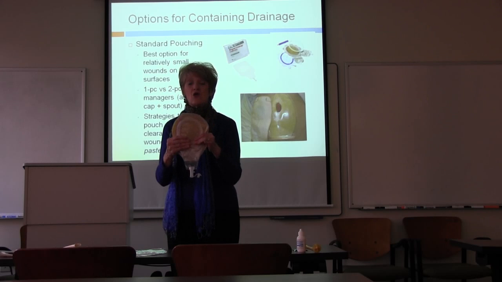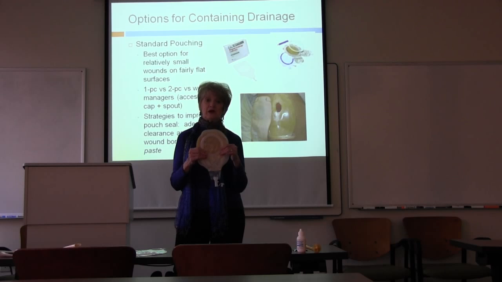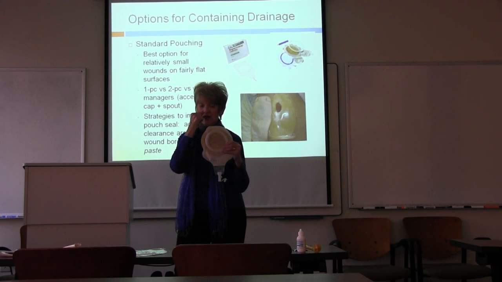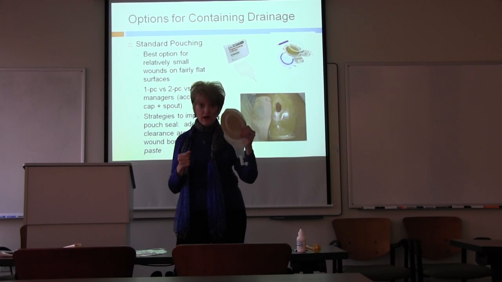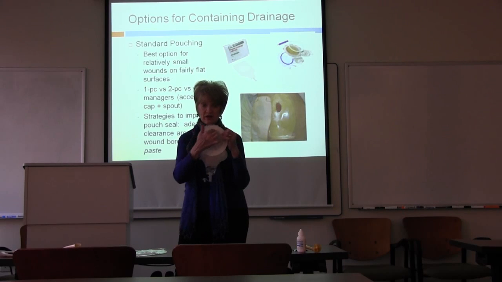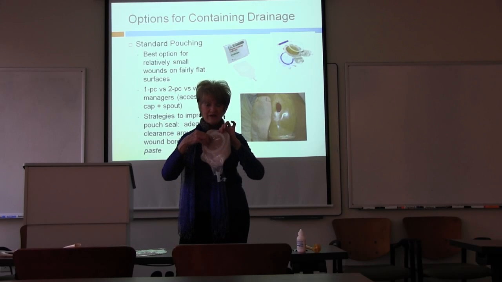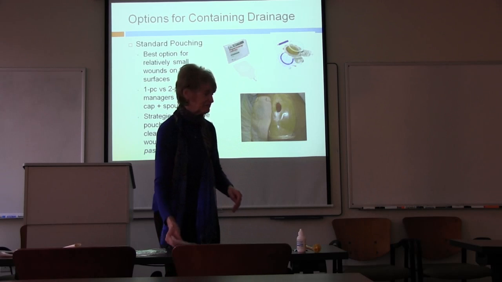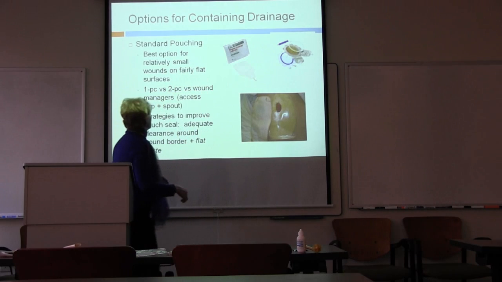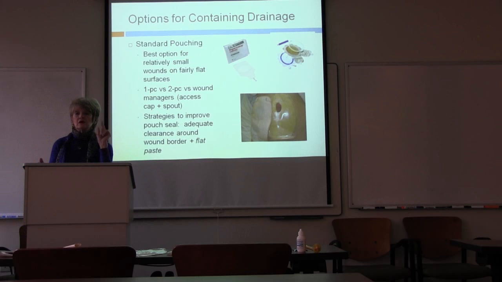Okay, so if you have a patient who's failed conservative management, your first thought is, can I manage this patient with a standard wound pouch? Can I find a wound pouch that's large enough? The cutting area is large enough. Do I have a pouch with a spout? Do I have a pouch with a trapdoor?